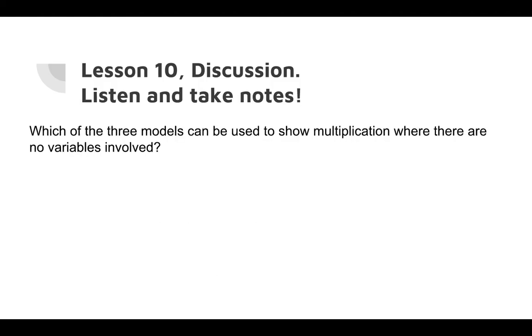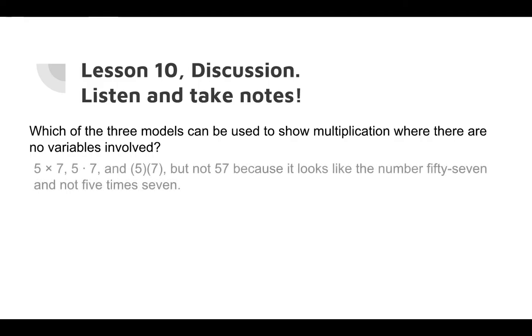Which of the three models can be used to show multiplication where there are no variables involved? Let's say you're not using variables, you're using two numbers. So 5 times 7 using the X is definitely acceptable because now you know you're multiplying numbers and you don't have a variable. 5 times 7 using the dot, and 5 times 7 separating them with parentheses. But not 5 times 7 where you just put the two together, because that looks like the number 57 and not 5 times 7.